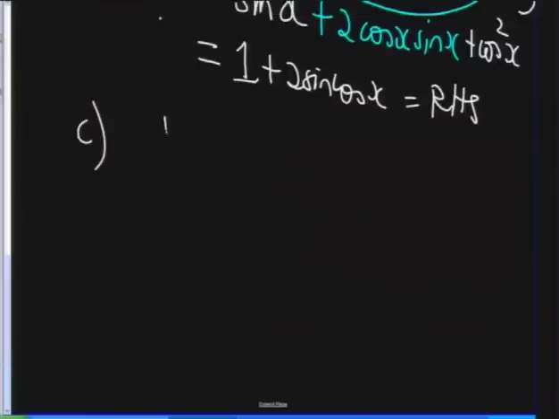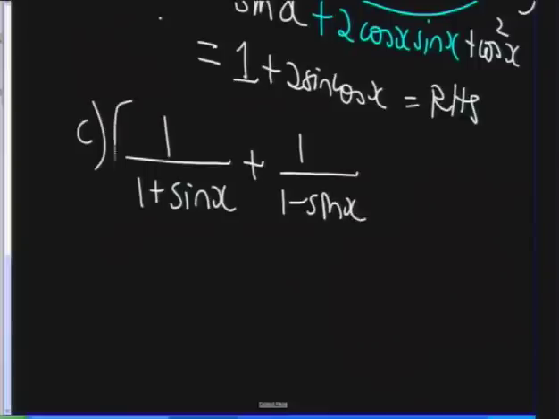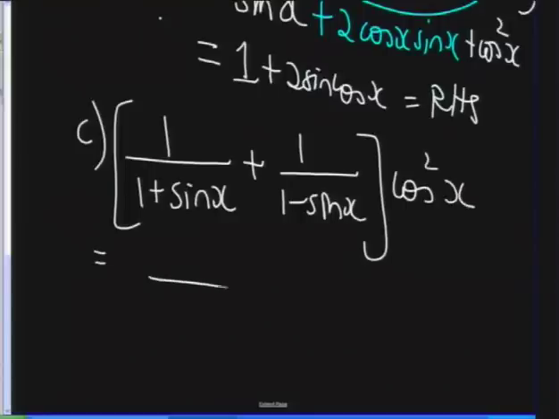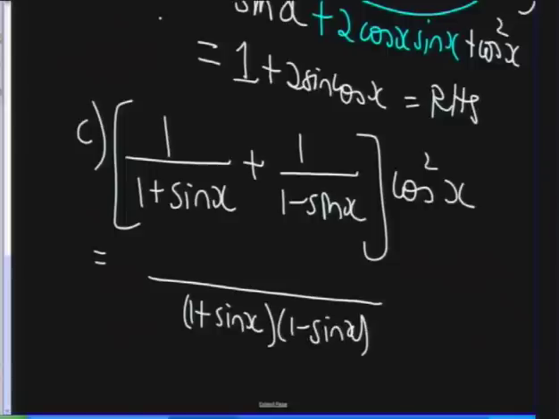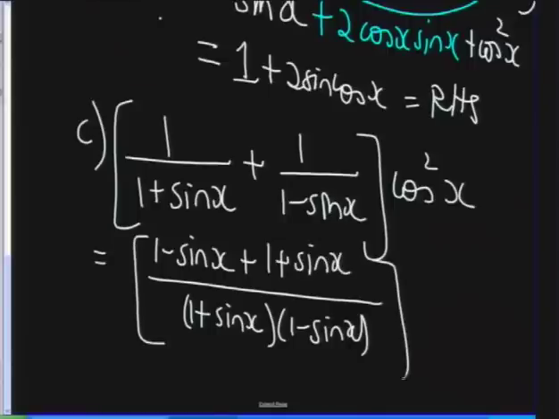Okay, so this was C. We had 1 over 1 plus sine x plus 1 over 1 minus sine x, and then we're multiplying it by cos squared x. First rule about adding fractions is that we find our common denominator. So it's 1 plus sine x multiplied by 1 minus sine x. This fraction has got that. It does not have that second factor, so it's got to be multiplied top and bottom by that factor. That fraction's got that denominator. It's missing that, so it's plus 1 plus sine x. And then everything is being multiplied by cos squared x.